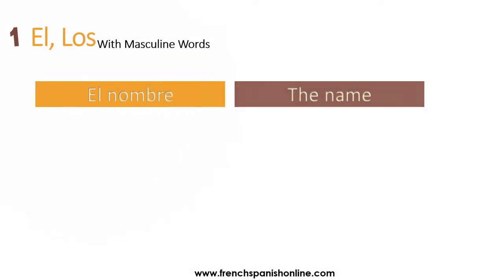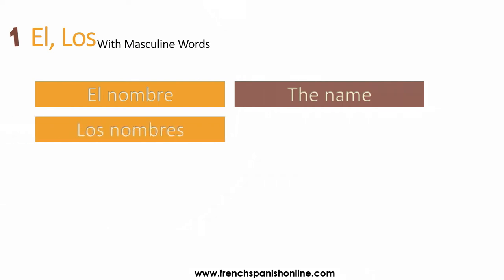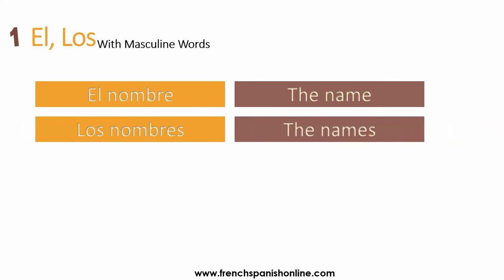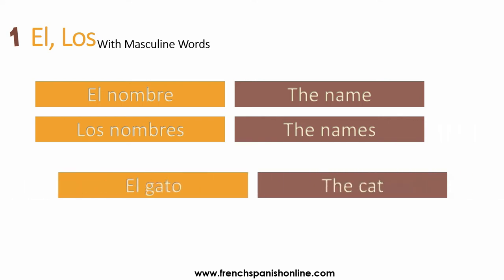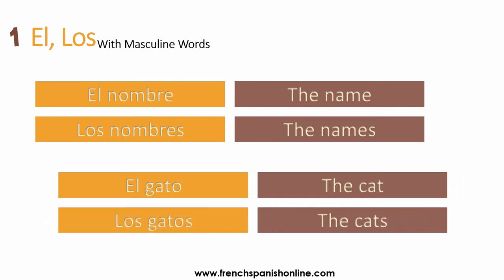Now that you know the plural form, I'm sure you can guess how to say the names. Los nombres, of course, it's no difficulty. The names. Let's take another example. El gato, to say the cat. The cat is also a masculine word in Spanish. So we say el gato and the plural form will be los gatos, the cats.